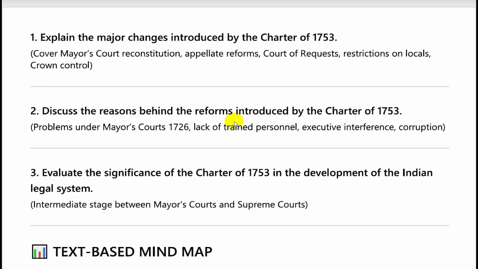Discuss the reasons behind the reforms introduced by the Charter of 1753. The problems because of which this Charter of 1753 was introduced were the problems that were faced in the mayor's court of the Charter of 1726. Judges lacked legal training, they didn't have legal knowledge, there was a lot of executive interference from the governor and council, there were charges of corruption also. So this was the reason for the introduction of Charter of 1753.